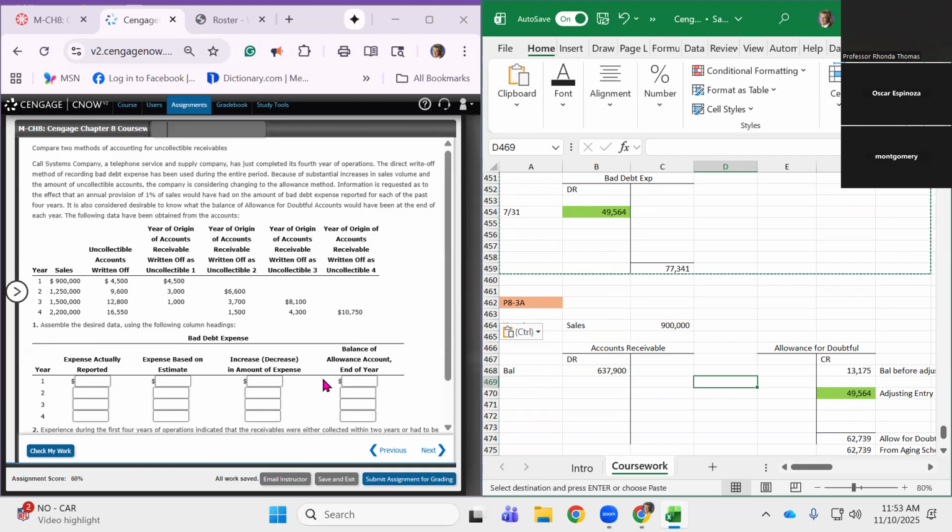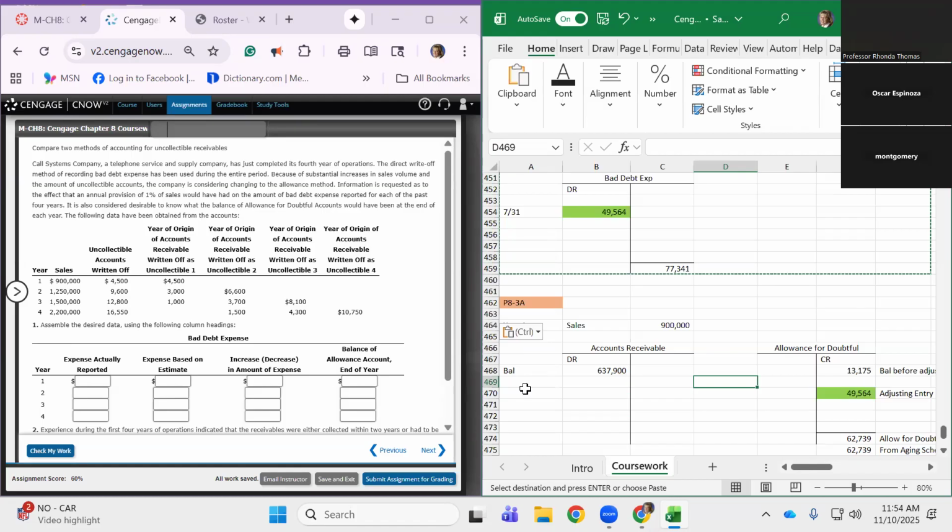Okay, let me see if I'm reading this here. So let me make sure of the direct write-off because of substantial increase in sales volume. Yes, you can see the sales volume going up every year, right? 900,000, 1,250,000, 1,500,000, 2,200,000. Yes, we see that. And they were using a method of 1%. So that's a 1%. Okay. And so the first year, the uncollectible accounts written off was $4,500.